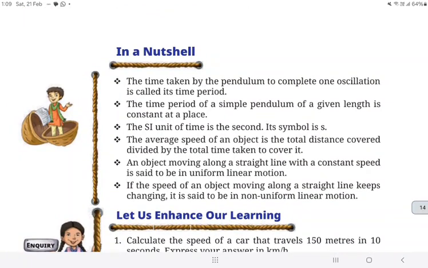Okay, so do catch up for the next video where I'll be covering the numerical sums. I hope you have a complete idea of this lesson, measurement of time and motion, in just 10 to 11 minutes.